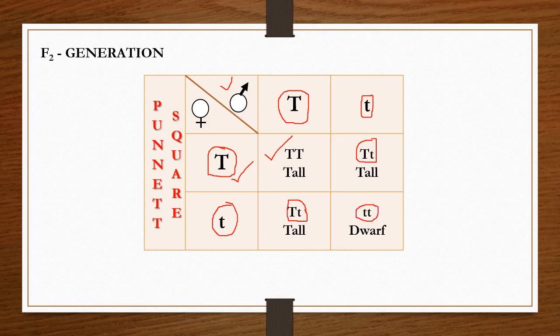So what we discussed: when he crossed the F1 individuals, in the F2 generation Mendel observed the reappearance of the parent characters, that is tall and dwarf, both. But in the F1 generation only tall plants are produced, whereas in the F2 generation both tall as well as dwarf plants are produced.